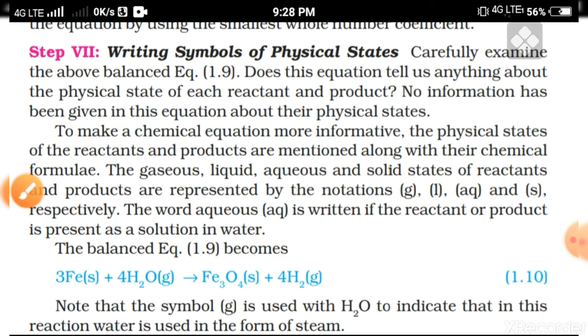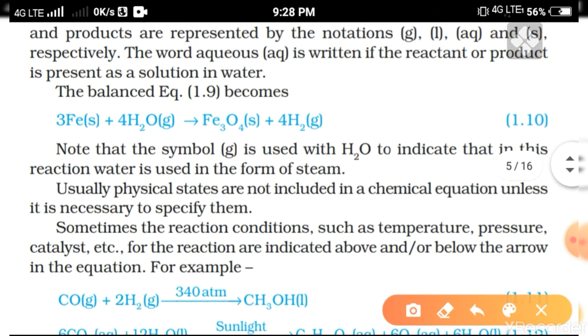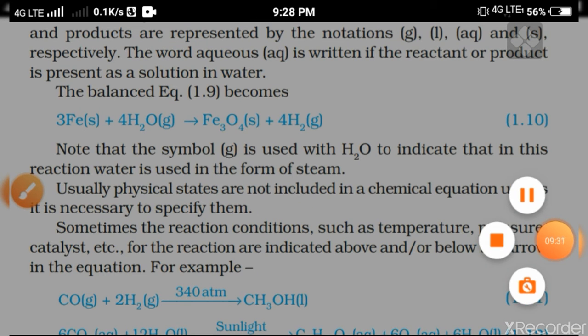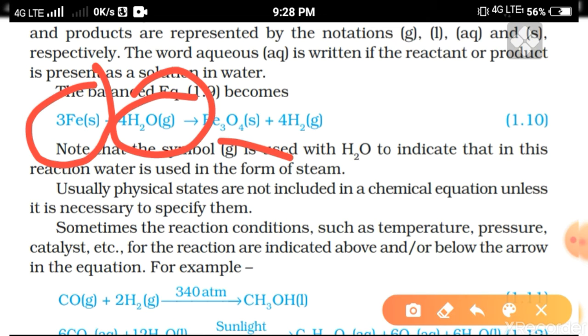Understand? Here gaseous, liquid, aqueous and solid are given, and reactants and products are represented by G, L, AQ. G means gas, then liquid, aqueous and solid. The word equation is written with these on both the reactant and product sides, just like given here. Let's see the example here. What is happening here? Iron reacts with the water molecule, forming ferrous oxide Fe3O4, and hydrogen gas is released.